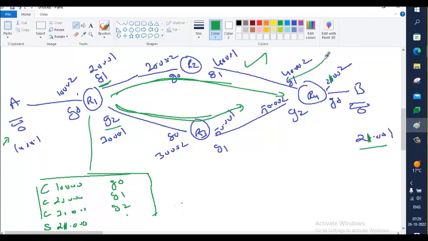20002 or 40002. See, 21 network is here. We are going to 21 network. We are writing static route to reach 21 network. Should I write 40002 or 20002? Very good.